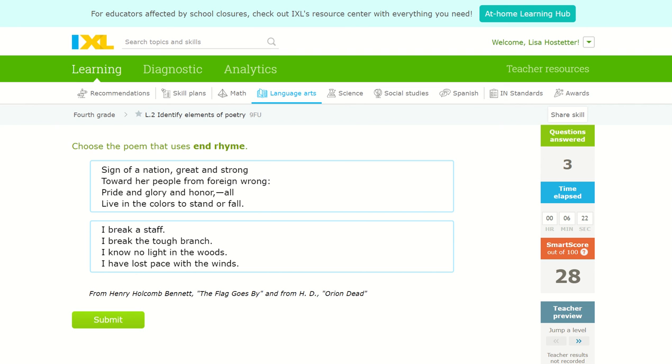So hopefully you guys are understanding the different vocabulary that will be practiced this lesson. Remember, you're identifying elements of poetry, so make sure you read through all the poems and take your time, and I know that it will go well.